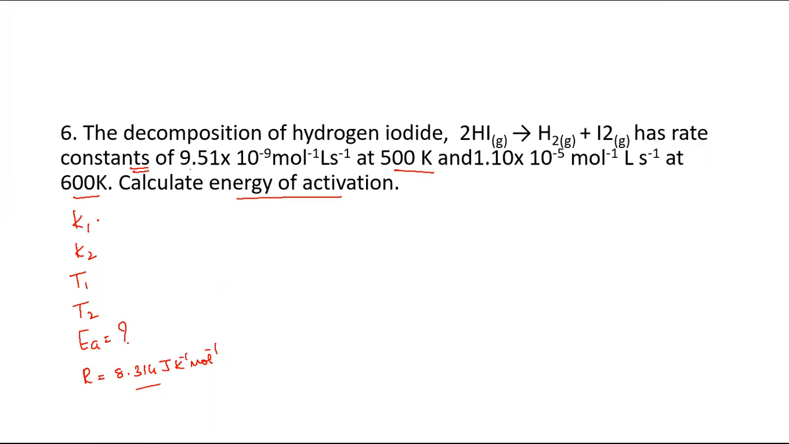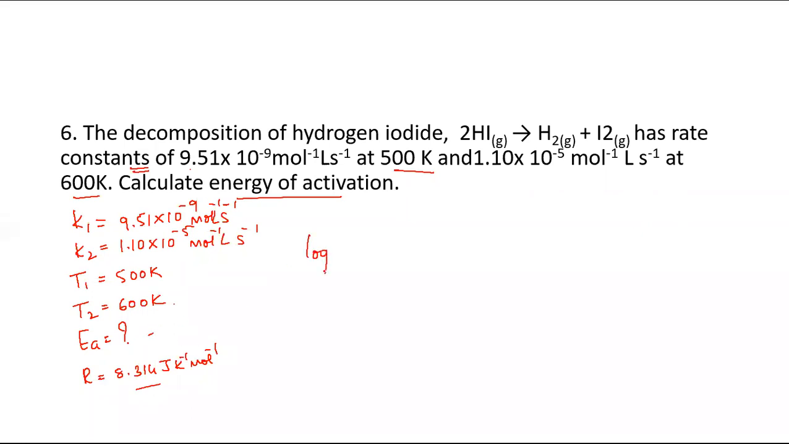Okay, just I'll write the values, you try to solve it and you can tell me the answer tomorrow. So K1 value will be 9.51 into 10 to the power of minus 9 per mole liter per second. And final value at initial temperature 500 Kelvin. Final constant value is 1.10 into 10 to the power of minus 5 per mole liter per second. Final temperature is 600 Kelvin. See, every value is given. Just read out the questions, read out the data clearly and just find out the EA value.